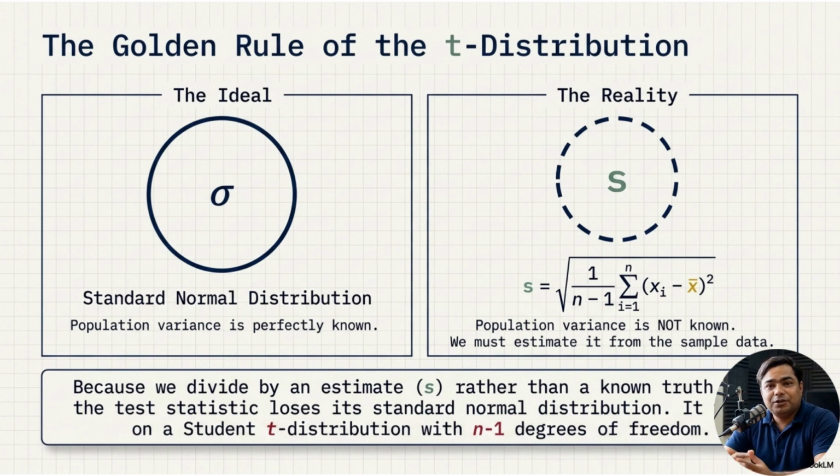Another important point is degrees of freedom. For a one sample situation, degrees of freedom are usually n minus 1. This means if we have 25 observations, the degrees of freedom will be 24. So remember this simple idea. When the population standard deviation is unknown and we estimate it from the sample, we use the t distribution.